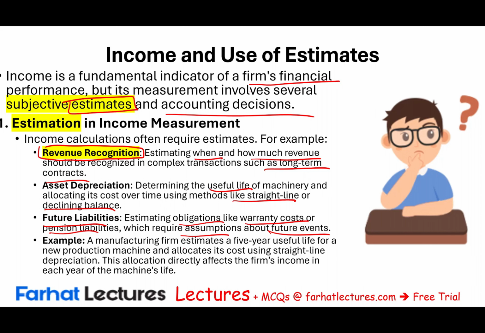For example, a manufacturing firm estimates a 5-year useful life for a new production machine and allocate its cost using the straight line method. This allocation directly affects the firm's income in each of the machine's year. First, you set 5. Why not 7? Why not 3? Use the straight line. Why not use another method? So depending on the method that you use, you're estimating this expense. Well, if you're estimating the expense, you're estimating net income.